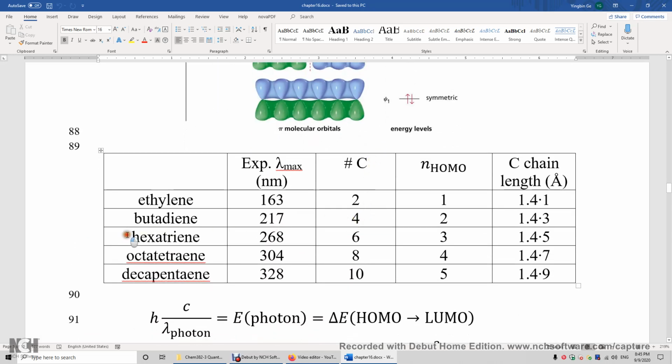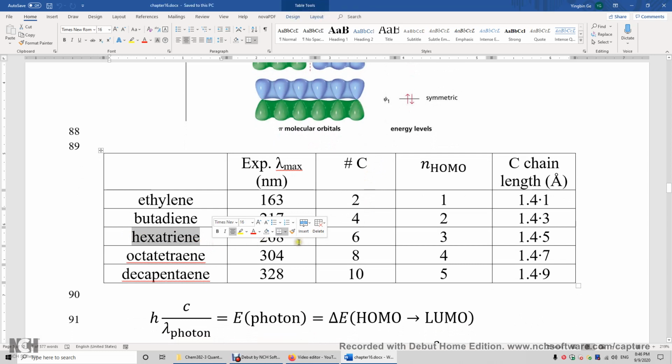Okay, so now let's look at hexatriene. We have the experimental data for its longest lambda. It happens to be lambda max in this case. There are 6 carbon atoms. The quantum number for HOMO is 3. What's the carbon chain length? It's roughly 1.4 times 5 because there are 5 carbon-carbon bonds in this molecule. 1, 2, 3, 4, 5. 5 carbon bonds.